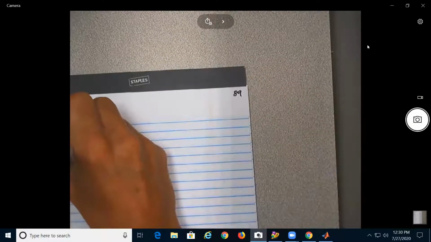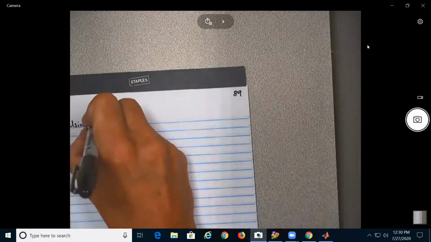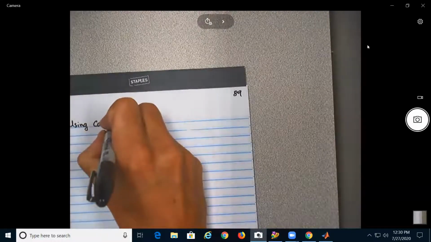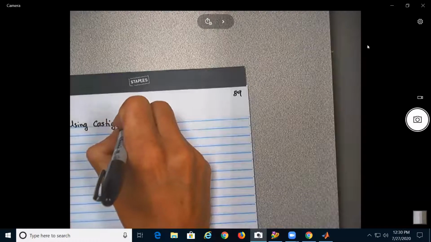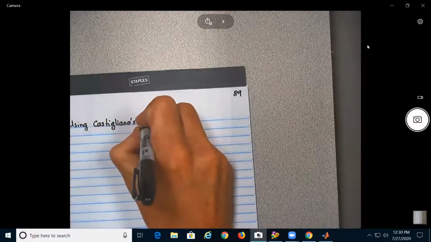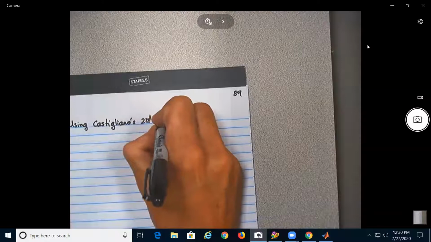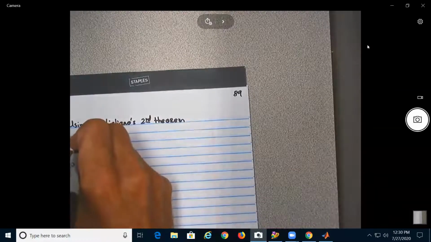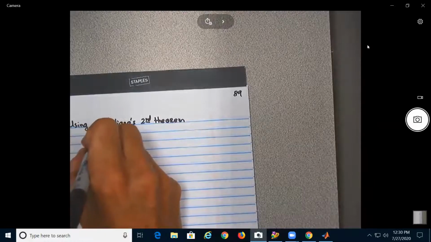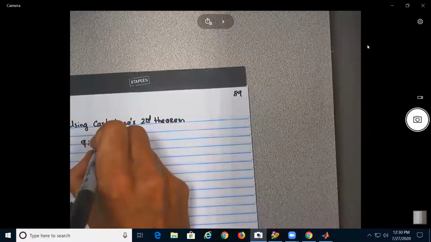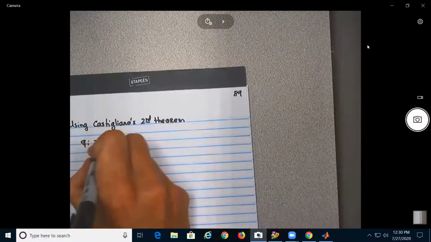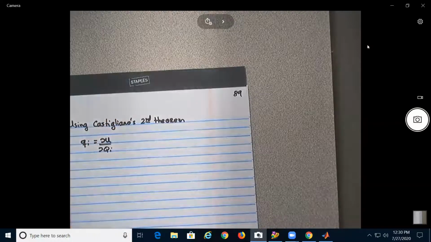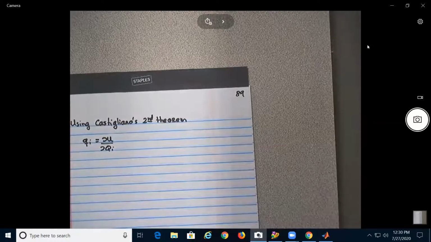So now we can find the deformation using Castigliano's theorem. Using Castigliano's seventh theorem, what do we have? Q at a certain point I is equal to the partial derivative of the strain energy by a force at that point.